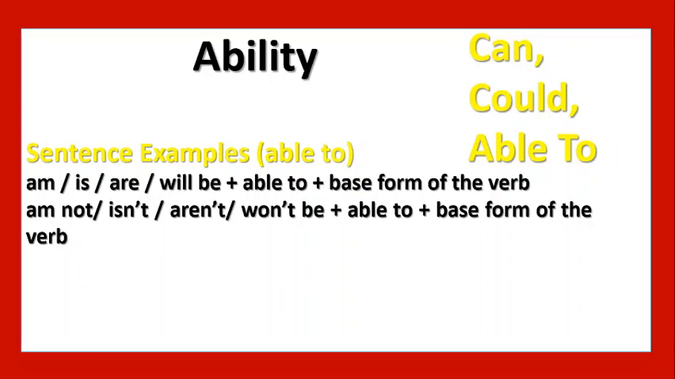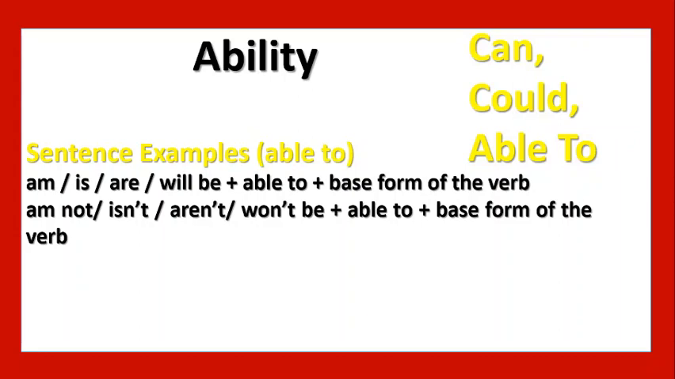These primary auxiliary verbs include is, are, was, were. Do you remember when we treated them? Oh, good. You can search for the video. What is here now is the primary auxiliary verb plus will be plus able to plus the base form of a verb, which will give us the ability of able to. And am not, is not, aren't, won't be plus able to will give us the inability.